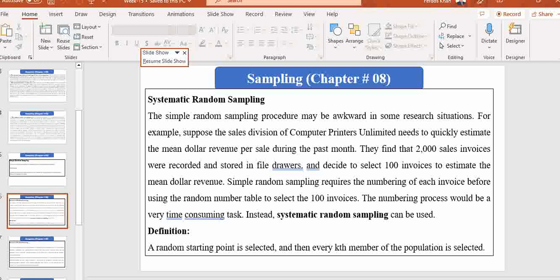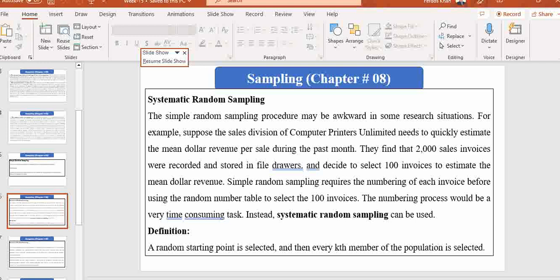In simple random sampling, the procedure may be awkward in some research situations. For example, suppose the sales division of Computer Printer Unlimited needs to quickly estimate the mean dollar revenue per sale during the past month. To do that, 2,000 sale invoices were recorded and stored in file drawers, and they decide to select 100 invoices to estimate the mean dollar revenue. This means that 2,000 is the total, and we need to draw 100 from these 2,000.